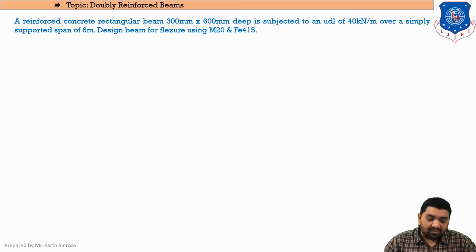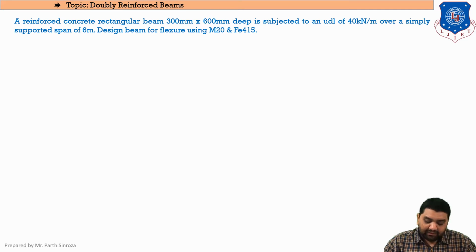And for that we'll be starting, and before that we'll look at some parameters that we're missing. The section is given as 300 cross 600 mm. So 600 mm will be either the effective depth or the overall depth. The term effective is not mentioned anywhere in the question, so it is just mentioned as 600 mm deep. So this will be the overall depth we'll be considering. So capital D here will be 600 mm.